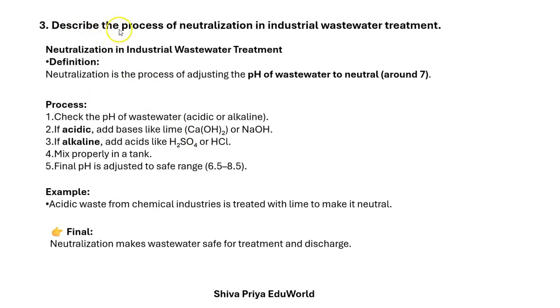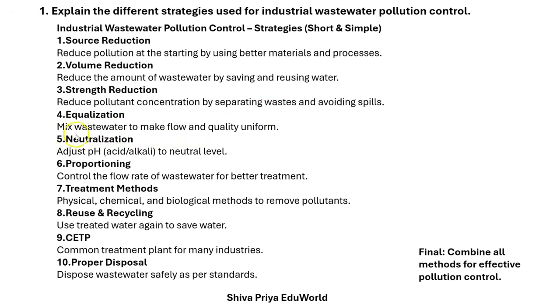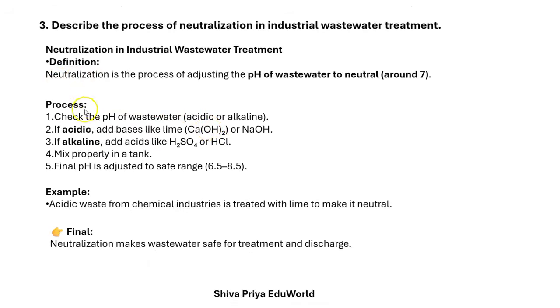And the third question is: describe the process of neutralization in industrial wastewater treatment. How does this neutralization work? Let us see. Neutralization is the process of adjusting the pH of wastewater to neutral. I have already told you about neutralization, which means it will adjust the pH level to neutral level. That is called neutralization. Let us see in detail.